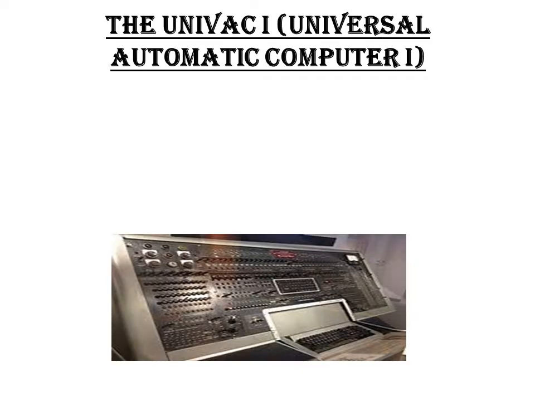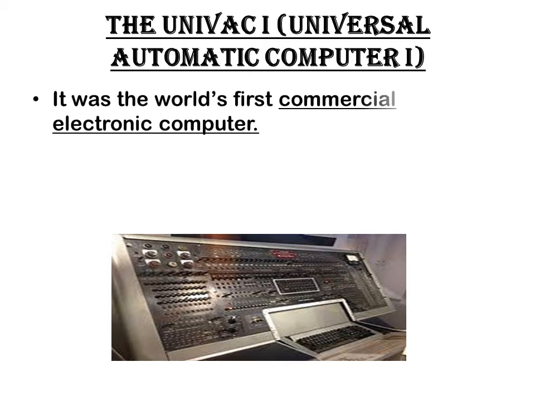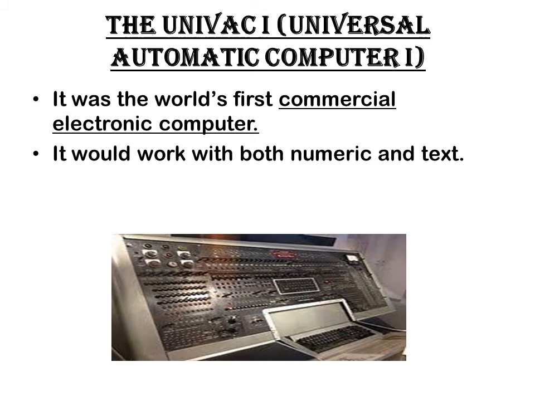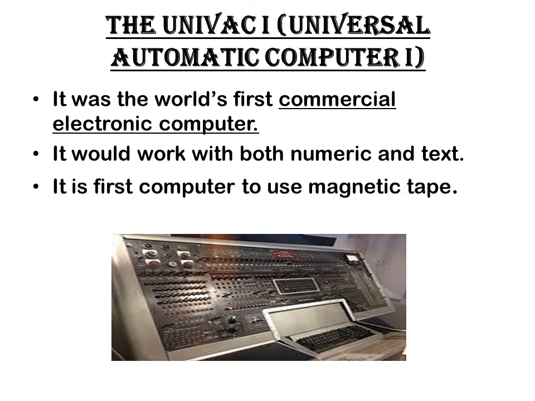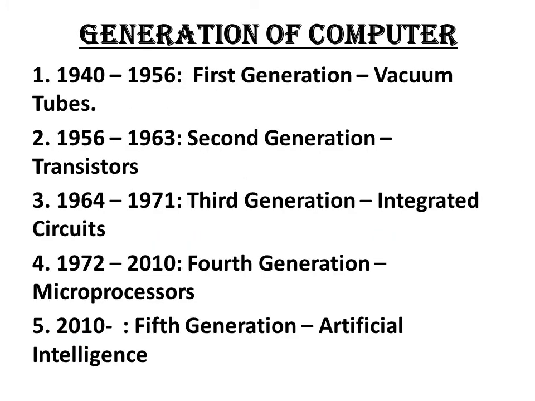Next is UNIVAC, Universal Automatic Computer. This is the world's first commercial electronic computer. It could work with both numeric and text data. And it is the first computer to use magnetic tape.